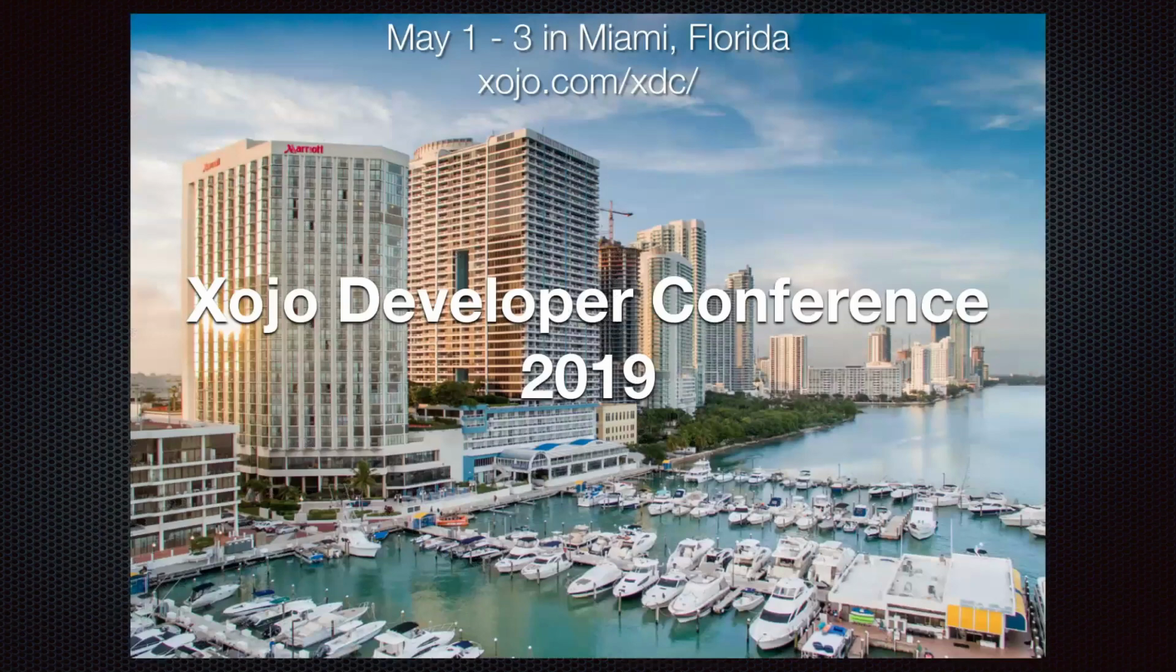All right. Well, I think that wraps up what we'll be talking about regarding SQLite today, but I want to remind people that it's 2019. Yes, already the end of January. And that means that the Xojo Developer Conference is coming up. This year it is May 1st, 2nd, and 3rd in Miami, Florida.